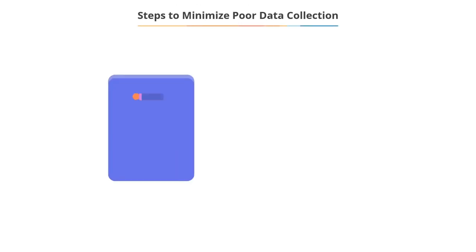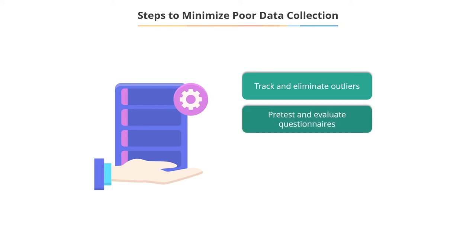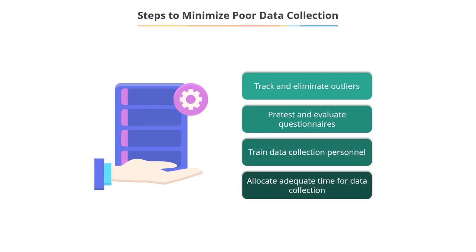Some steps can be taken to minimize the chances of collecting poor quality data. Outliers can be logically tracked and eliminated. Questionnaires can be pre-tested and evaluated for quality. Personnel involved in data collection need to be trained and allotted adequate time.